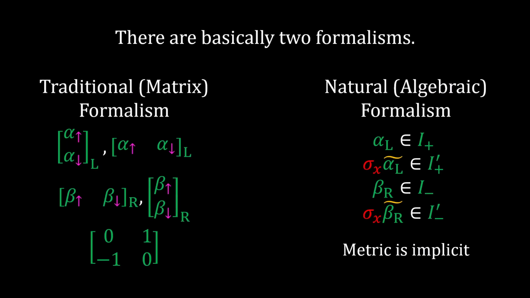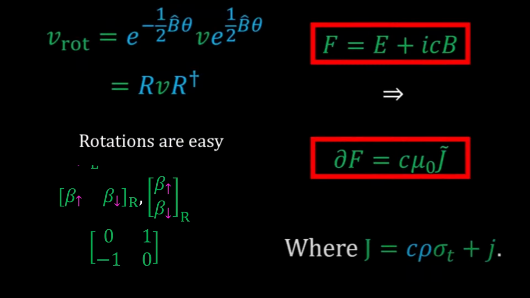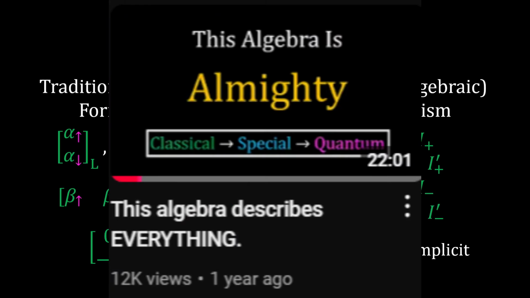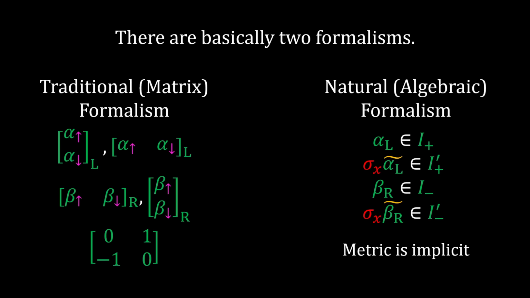It's also well known that the APS can describe classical physics, relativistic physics, and the Dirac equation. I actually made a video demonstrating this. So the benefits of using the natural formalism outweigh the traditional matrix formalism significantly, in my opinion, particularly considering how the natural formalism means using the APS, and using the APS means you can describe most areas of physics.